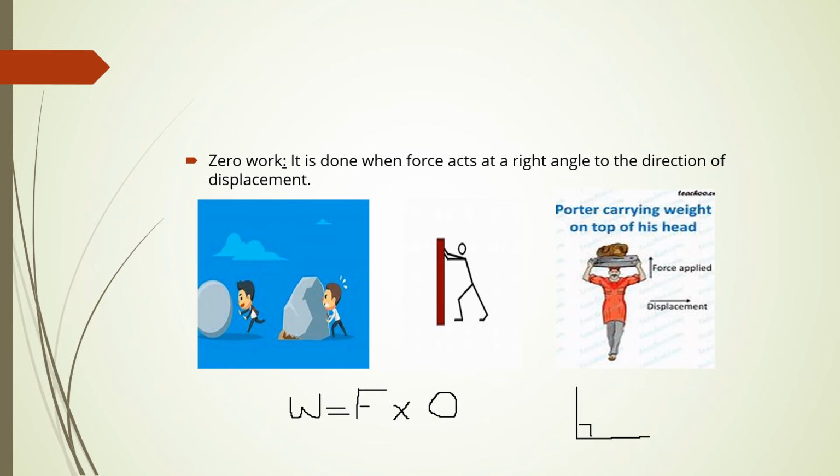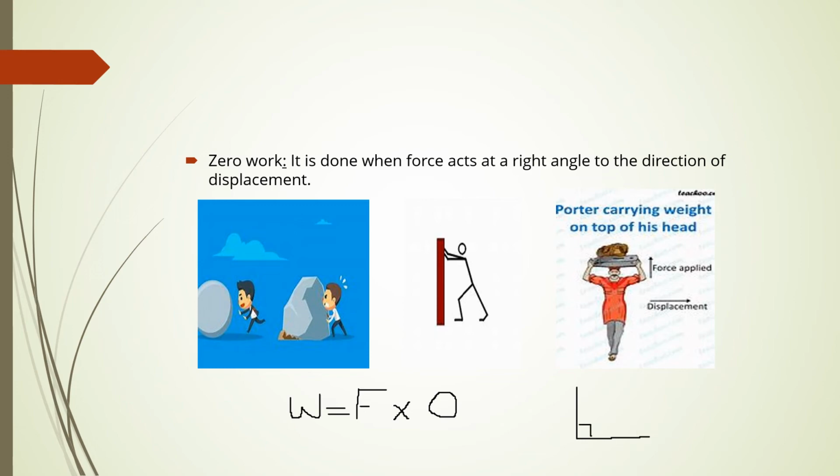Then the angle between them is 90 degrees. Here you can see that the force is applied in this direction and the displacement in this direction, so both are perpendicular, and in this context also the work done will be 0. So this is very, very important. This kind of question always comes in the examination: what kind of work is done by the porter while he is carrying a load on his head?